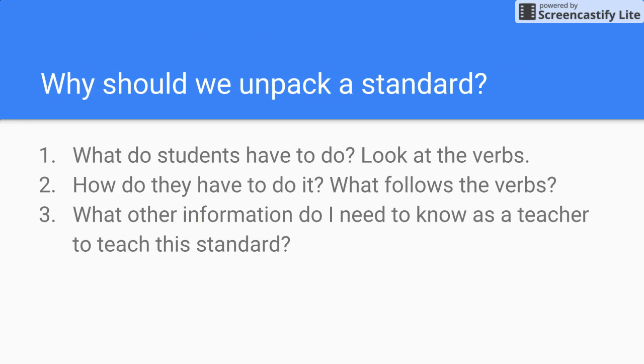Why should we unpack a standard? As a teacher, I have to know what the students have to do to demonstrate proficiency with the standard. So I need to look at the verbs in the standard. The next thing I have to look at is how do they have to do it or demonstrate the standard. So I have to look at what follows the verbs. And then I need to look to see if there's any other information in this standard that I need to know as a teacher in order to teach this standard to its full intent.